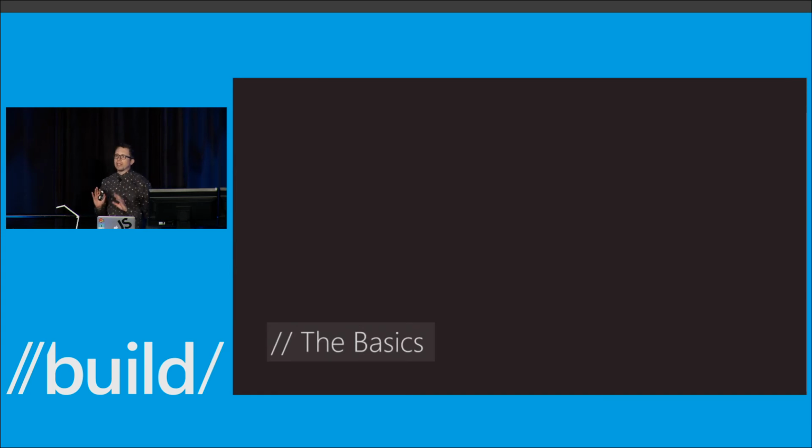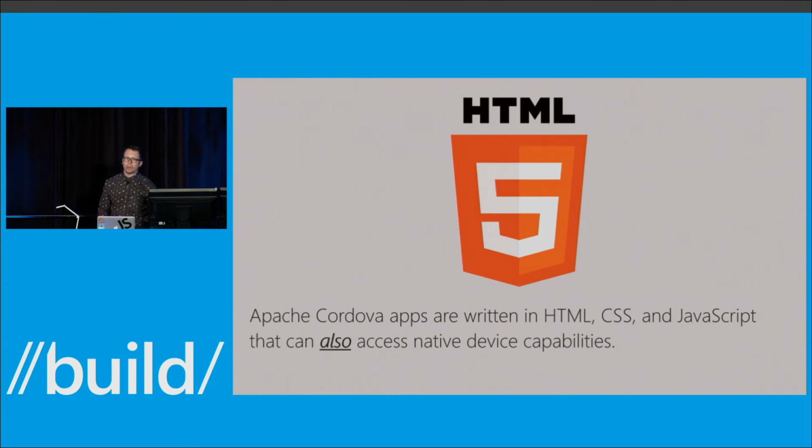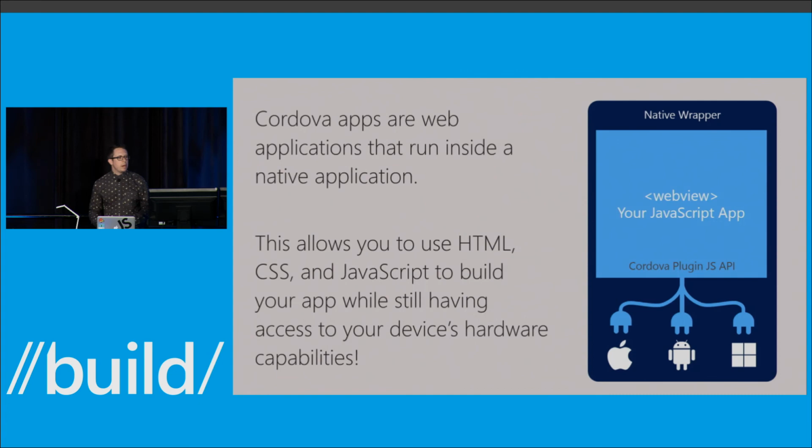All right. Let's just start with a little bit of the basics, just to level set. For those of you that are not already familiar with Cordova, here's the basic idea. It is essentially a web application written in HTML, CSS, and JavaScript, but it lives inside of a web view. And it gets access to native device capabilities through things called plugins. When I say native device capabilities, what I really mean are things like the camera, geolocation, accelerometer, device contacts, things like that. The basic model, like I said, is that it lives inside of this web view.